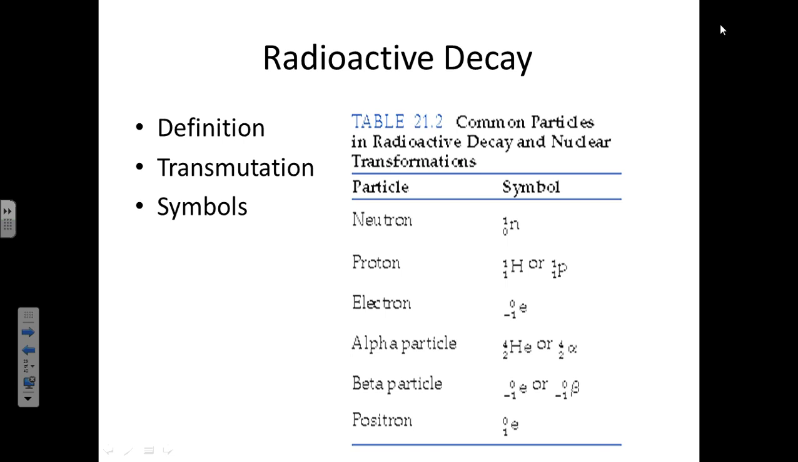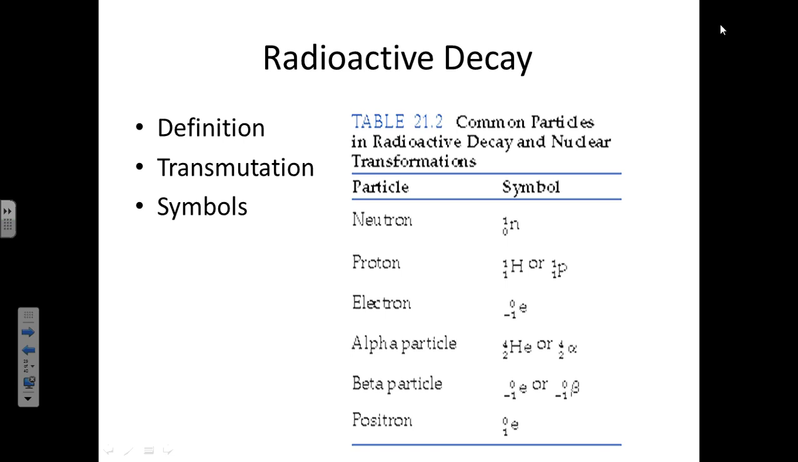A neutron is going to be important in a lot of our nuclear equations. That 0 there means what? No protons. So that's like the atomic number and then mass number. So 0 protons, 1 neutron, and just an N.